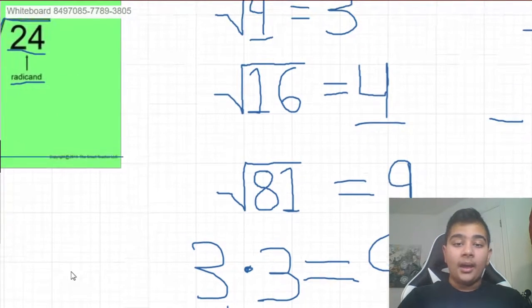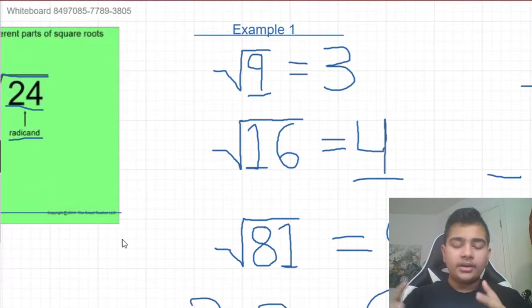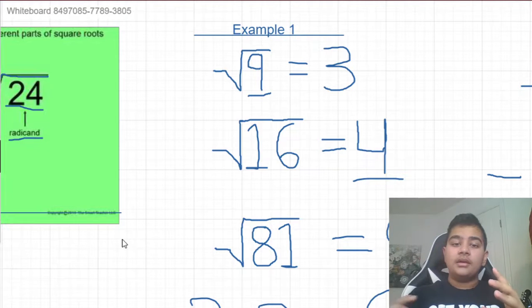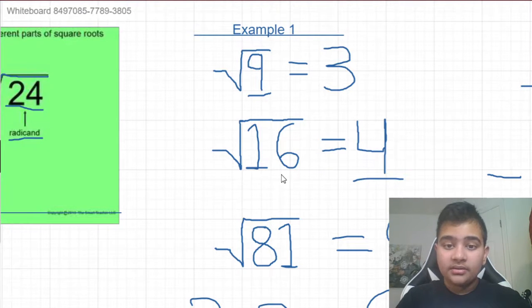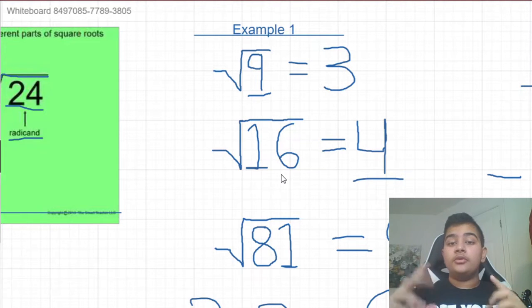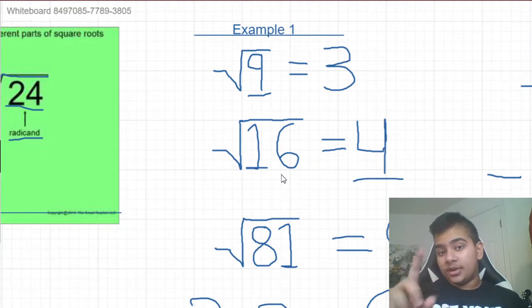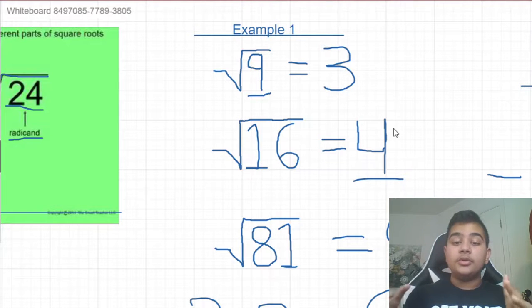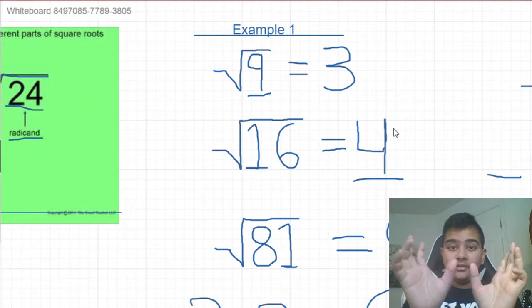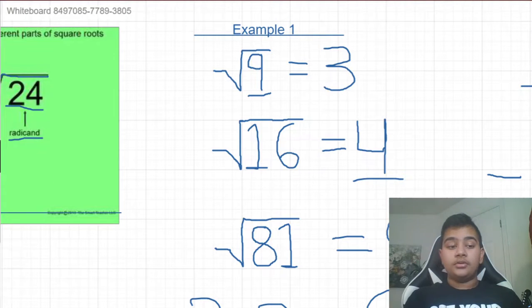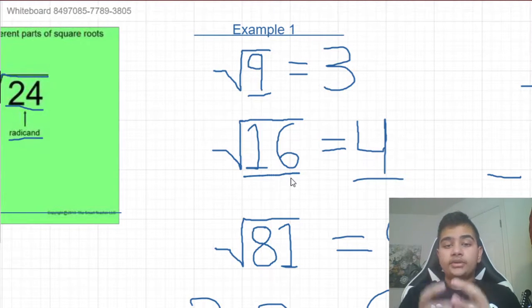This is simple multiplication. So by this time you should get a bit of a hang of what a square root is. It's the number inside. If you square root it, it should equal a number that when it's multiplied by itself will equal the radicand here. So let's look at one more example before we look at some different components of a square root.